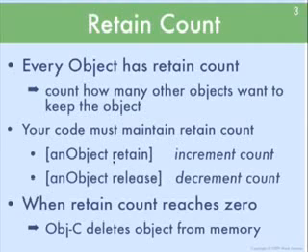When you pass the retain message to an object to call the retain method, this increases the retain count by 1. When you pass the release message, the release method will decrease the retain count by 1. And the basic mechanism is that when the retain count reaches 0, Objective-C will delete the object from memory. So you write the code that maintains the retain counts, and when it gets to 0, Objective-C will then delete the object for you.